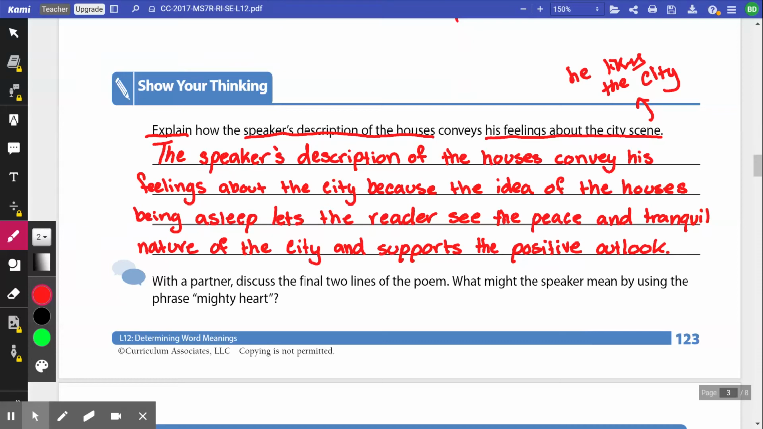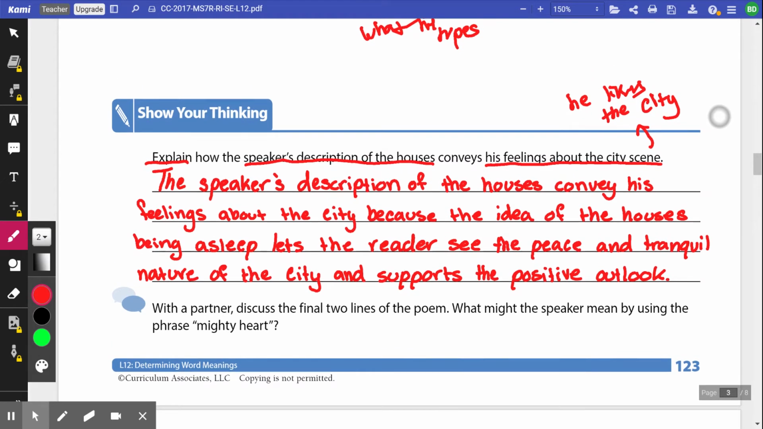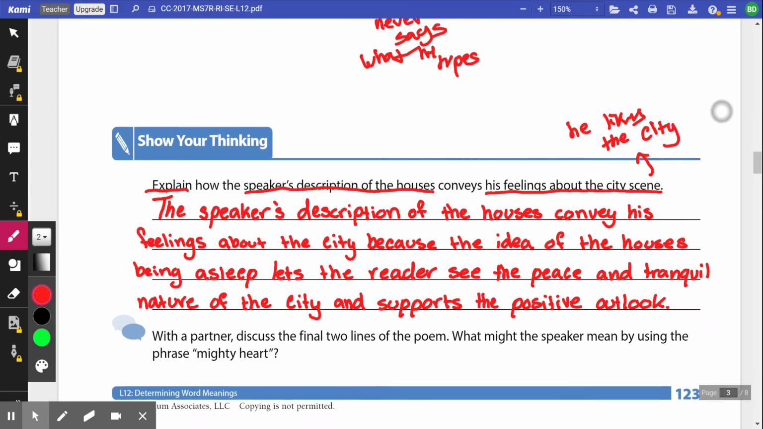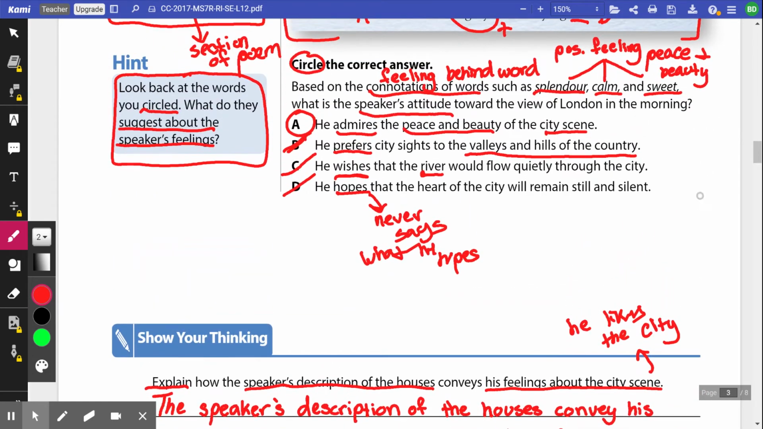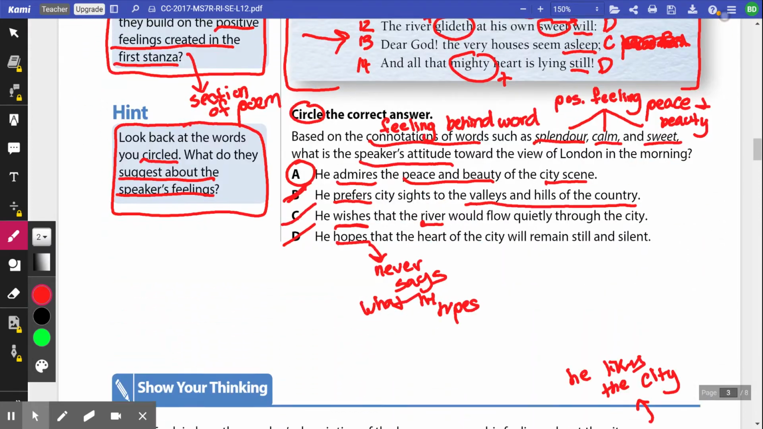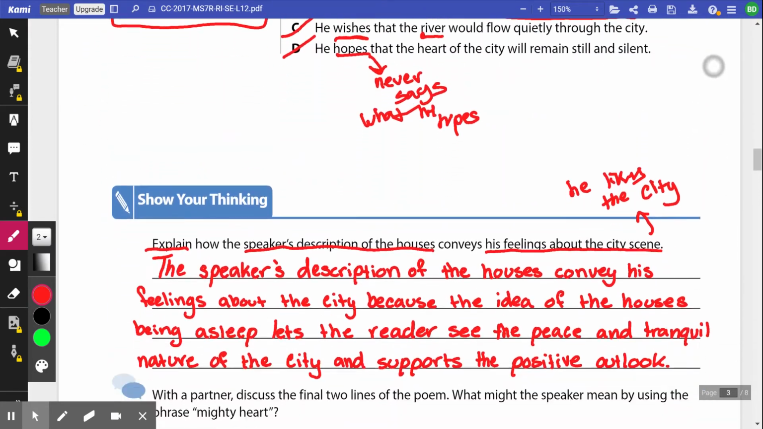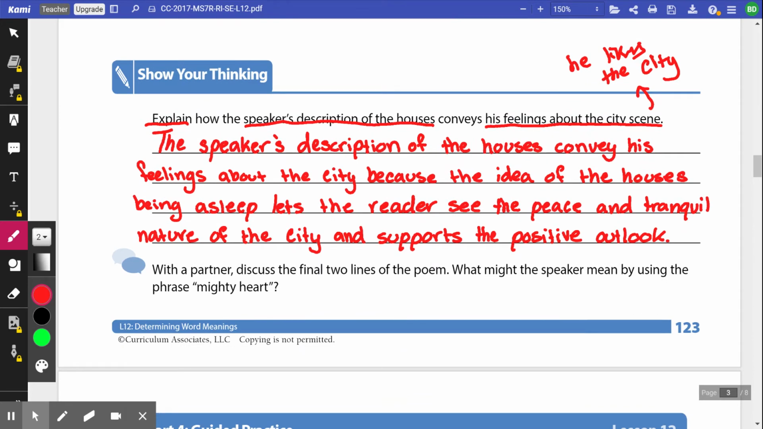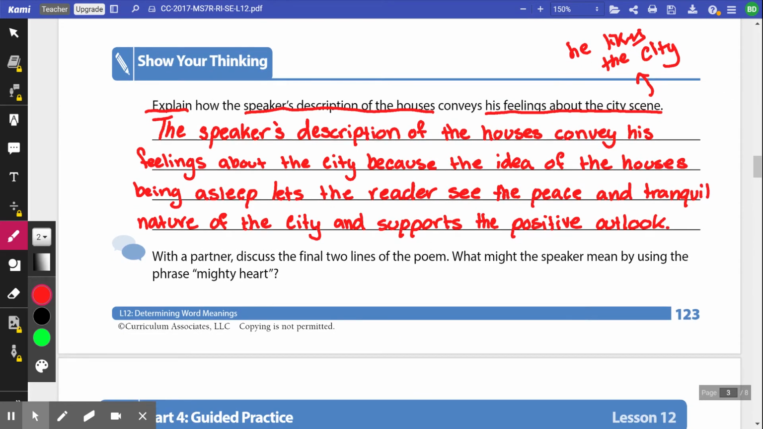Hey guys, we are back with part 3 of our lesson 12 on determining word meanings. When I ended the last video, I told you to go ahead and do the show your thinking section at the bottom of page 123, which is part 3, our guided instruction. So I wanted to see what you were able to do. Hopefully you came up with something pretty good. We're going to go ahead and discuss my answer, and hopefully you will have something similar.